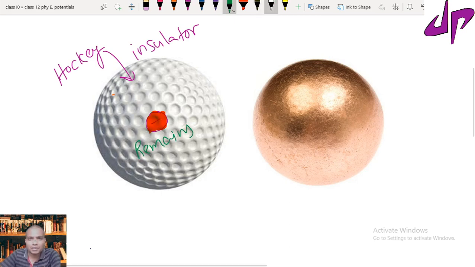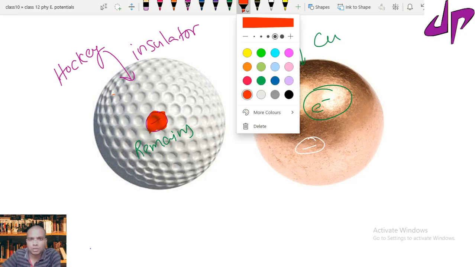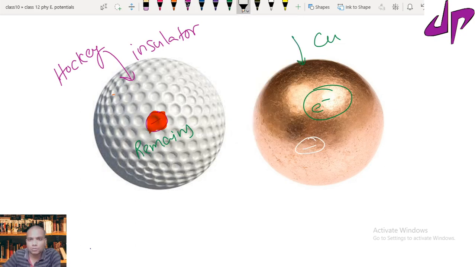But here we have a copper ball, and copper is a good conductor of electricity because it has free electrons. When you give a negative charge to this conductor, you are giving extra negative charge. So if I give a negative charge here on this copper, things won't be the same as they are here.